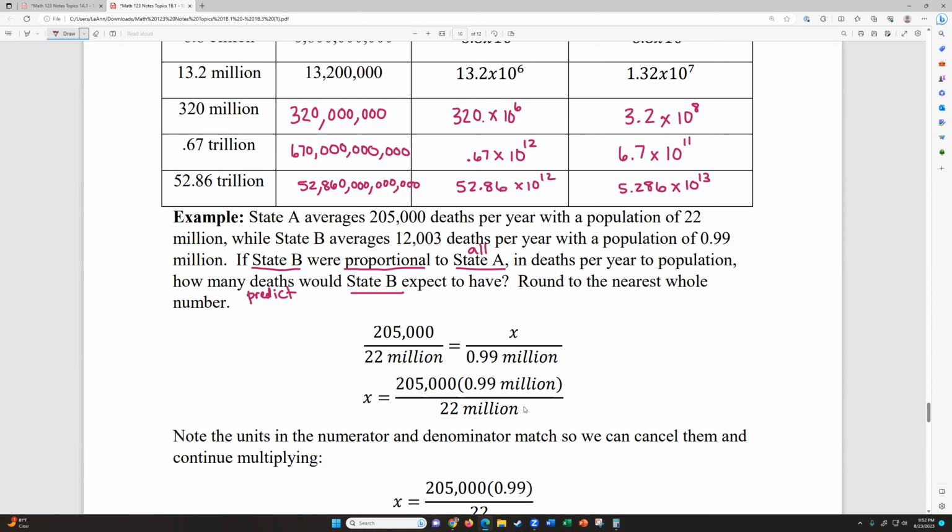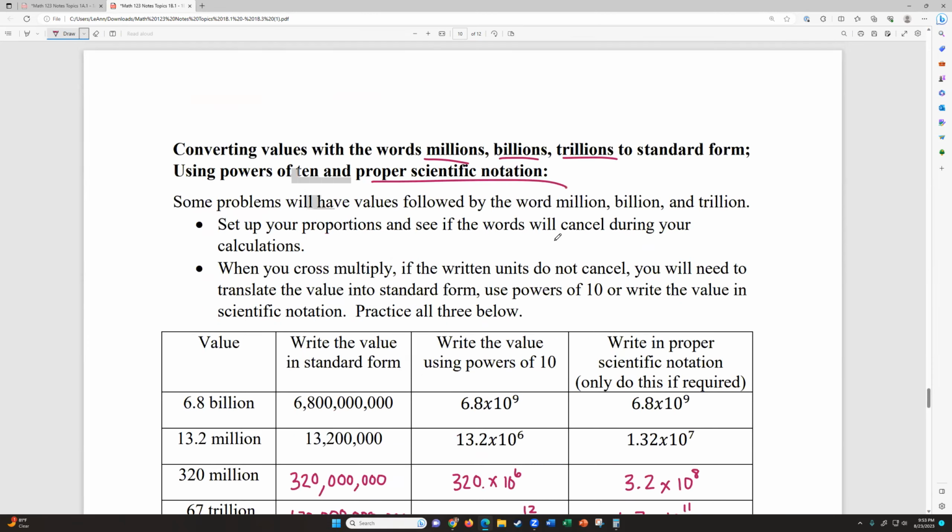So we have our 205,000 deaths from state A, and our population for state A, notice I just wrote as 22 million. I have 0.99 million for the population of state B, and I'm guesstimating or predicting the number of deaths in state B based on the ratio of state A. So I went ahead and wrote this out, and I wanted to show you what they were talking about when they said the words might cancel.